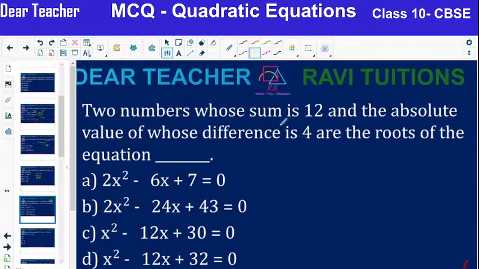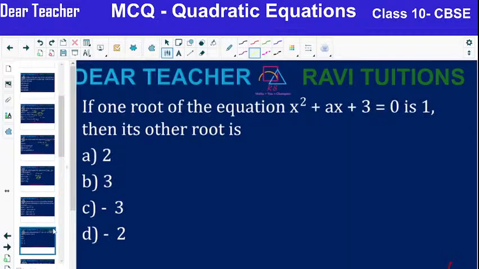Two numbers whose sum is 12, absolute value of the difference is 4, then the roots of the equation. Okay, this also we will skip. If one root is 1, find the other root.